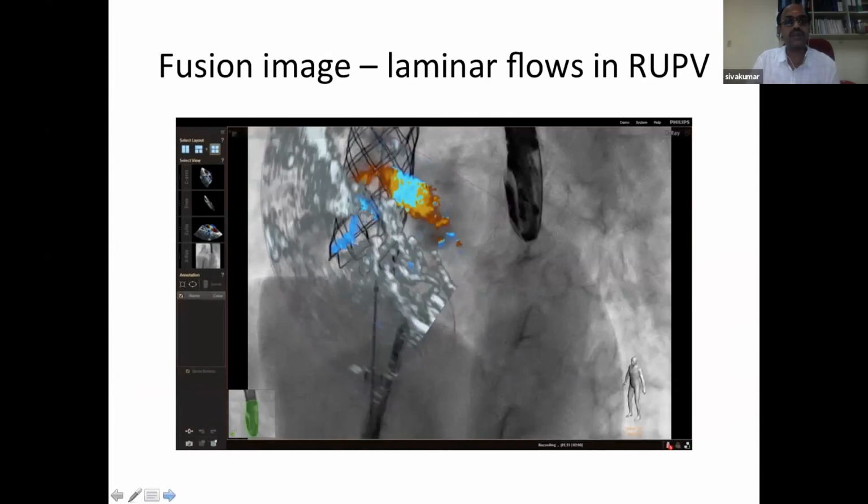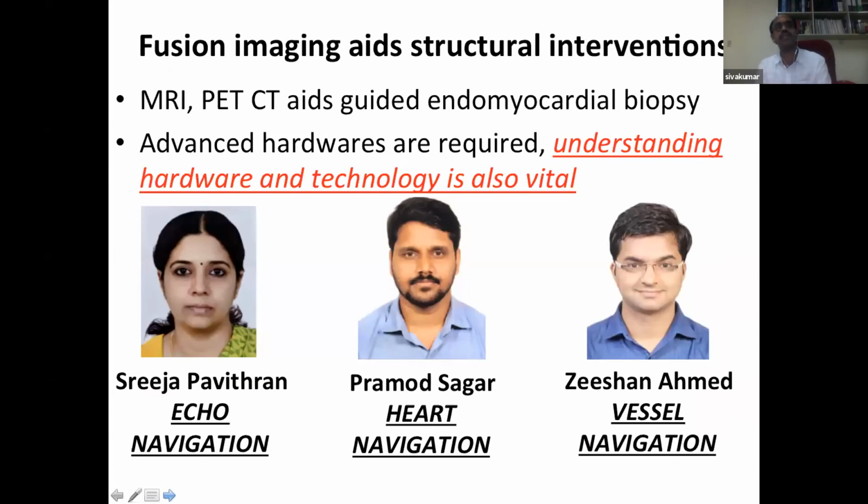So to summarize, fusion imaging aids in structural interventions. Of course, there are some more additional fusion imaging. MRI and PET-CT can guide endomyocardial biopsies. Basically, we need advanced hardware, and you have to understand the hardware and technology.